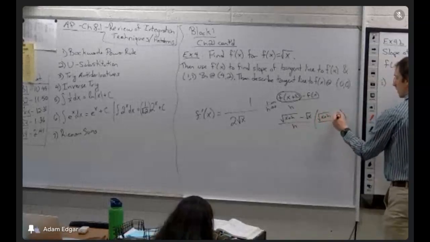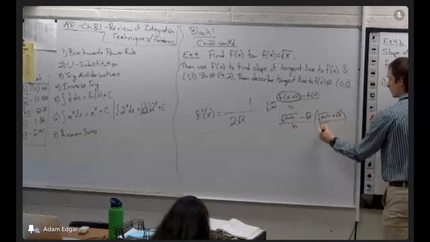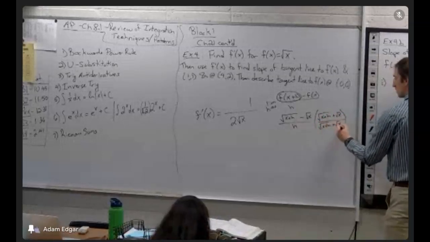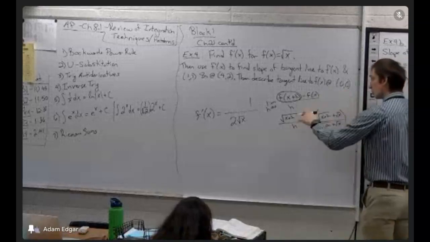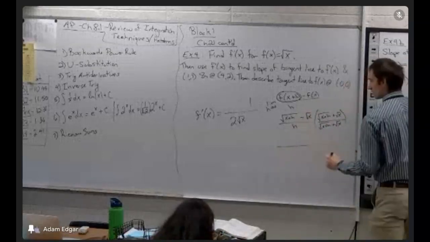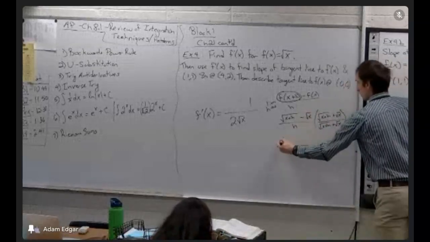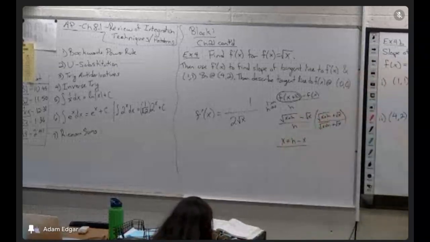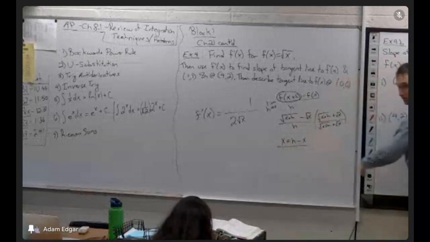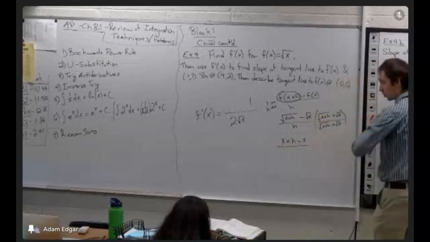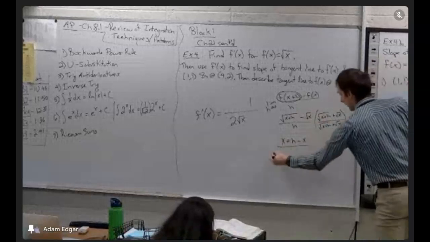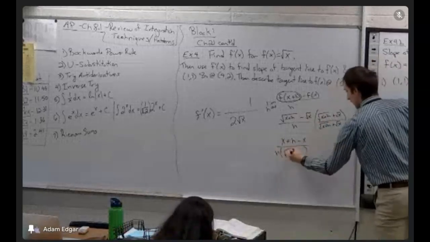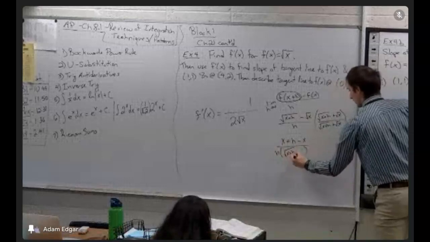All right, root x plus h plus root x. When we distribute this out in the numerator, what do we get? X plus h minus x. So root x plus h times root x plus h is x plus h. Negative root x times positive root x is negative x. In the denominator, do not distribute out the h, just have h times the conjugate. So h times root x plus h plus root x.